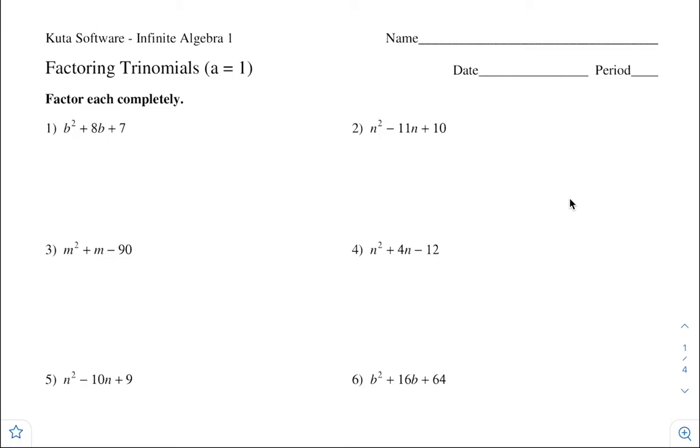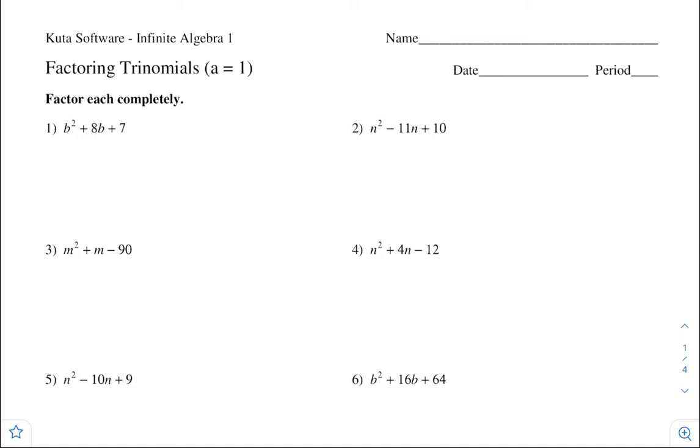Here's your homework number 3, factoring trinomials when a is equal to 1. I'm just going to show you a couple of examples so that you have some modeling to be successful in finishing this homework. A lot of these problems are factoring trinomials when a is equal to 1, but some of them have a GCF as well, so we'll go over a few.